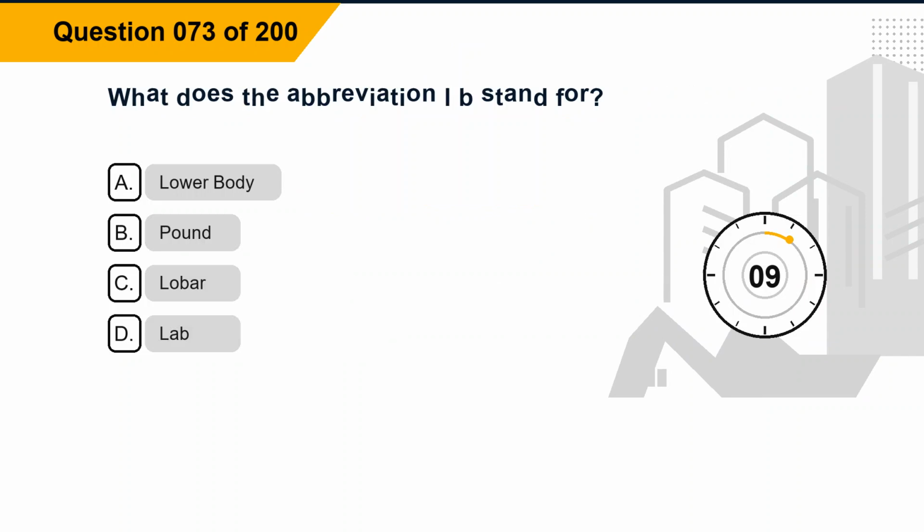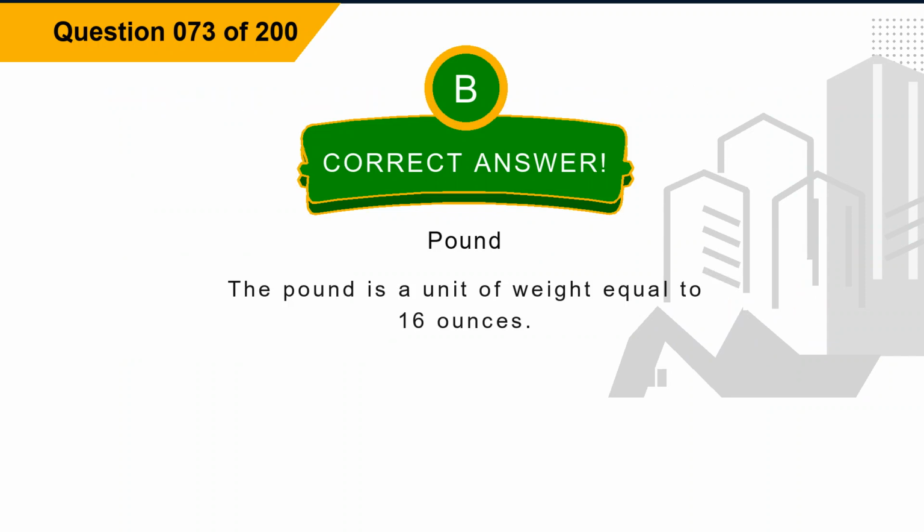Question 73. What does the abbreviation LB stand for? Option A, lower body. Option B, pound. Option C, lober. Option D, lab. The correct answer is option B, pound. Explanation. The pound is a unit of weight equal to 16 ounces.